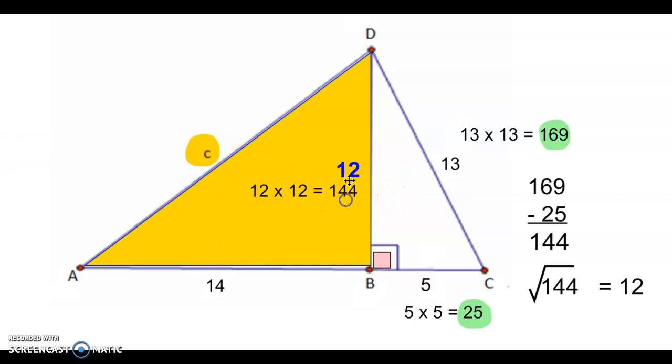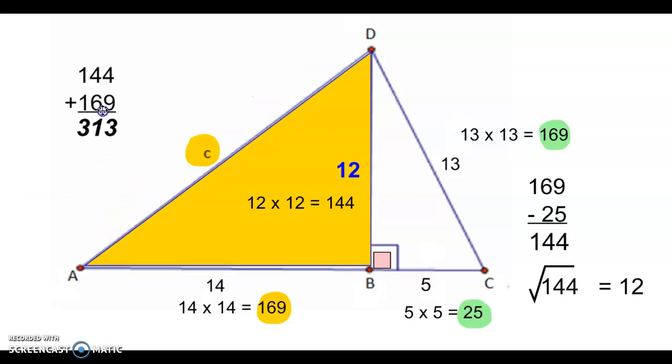The area of that square, 12 times 12, is 144, and over here, this side, 14 times 14 is 169. And so I'm going to ask, do I, this 144 and this 169, am I adding them or subtracting them? Am I going to end up with a bigger number or a smaller number? And so most of you figure this out. We're going to be adding these numbers together, that 144 plus this 169, and it equals 313.